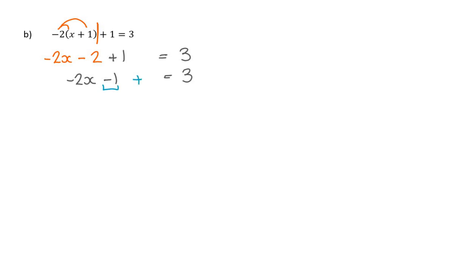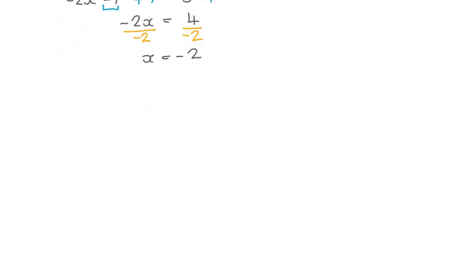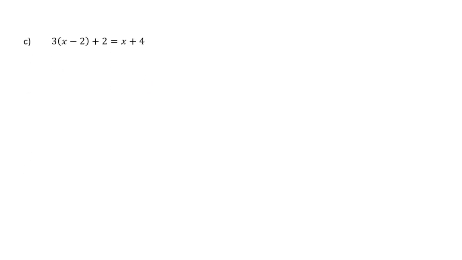Now it's back to a fairly easy equation again. So I would add 1 to both sides. So I get minus 2x is equal to 4. And then I would divide by negative 2 on both sides. So that means I get an x value of negative 2. Okay, let's look at another example. And we'll probably start writing down some steps.